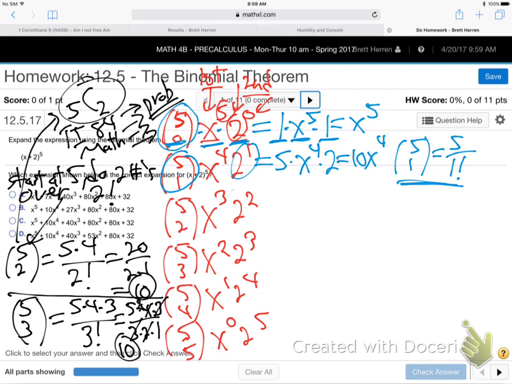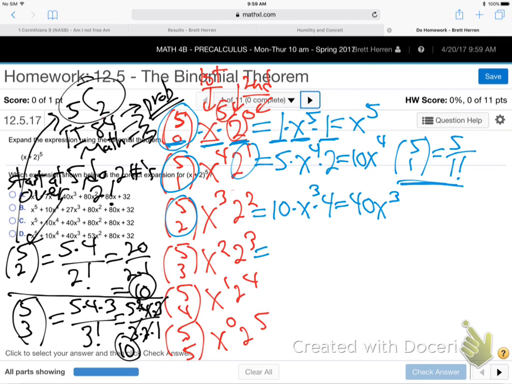See how I'm coming up with these? Next, we're going to do 5 choose 2. We've already done it. We know it's 10 times x to the 3rd times 2 squared, which is 4. So that's 40x to the 3rd. That's the third term in the answer to all the foiling. That's what this binomial theorem is giving us. It's jumping to the final answer of foiling all these things 5 times. Questions so far?